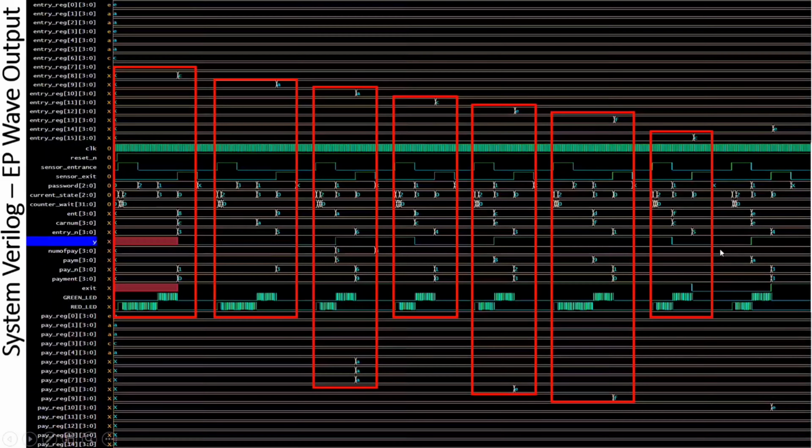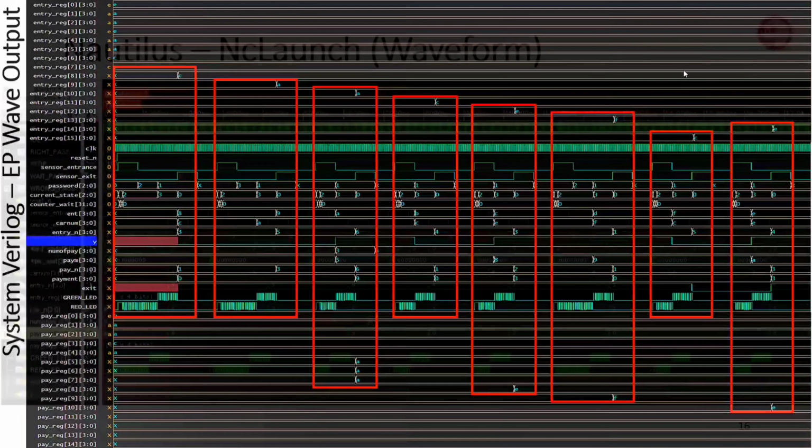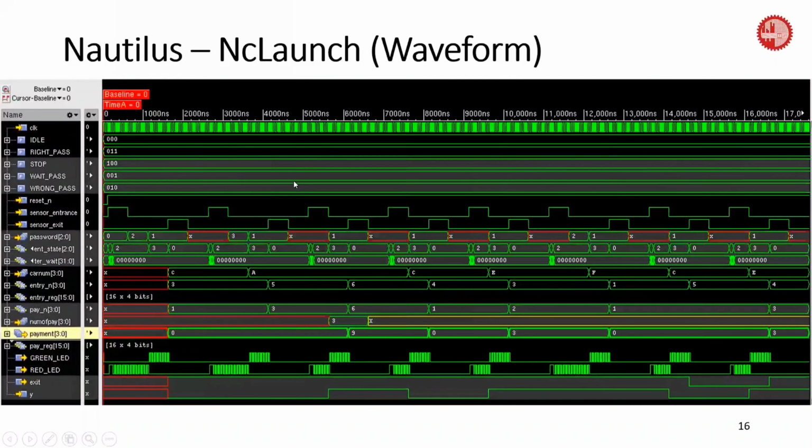And finally we can see car 14 comes again and enters the correct password. Access is granted. He wants to pay now, and he had one new payment required, so he is charged $3, and the payment register is updated. This is our same waveform in NC-Verilog.